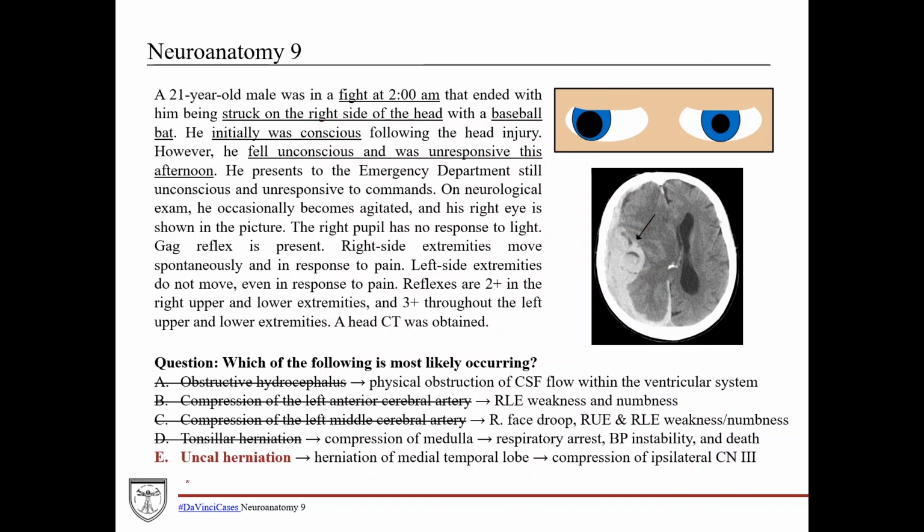And so what really happened here is you had blunt trauma to the side of the head, epidural hematoma. That led to herniation of the medial temporal lobe and uncal herniation, which then led to compression of the ipsilateral cranial nerve 3, which gave you your ocular motor nerve palsy.